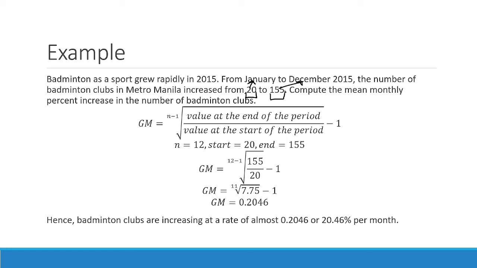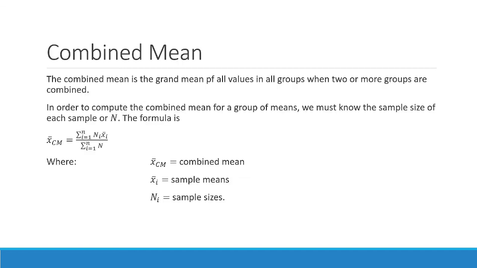And for the last type of means, we have the combined mean. By combined mean, we are just combining the means. So by combined mean, it is the grand mean of all values in all groups, when two or more groups are combined.